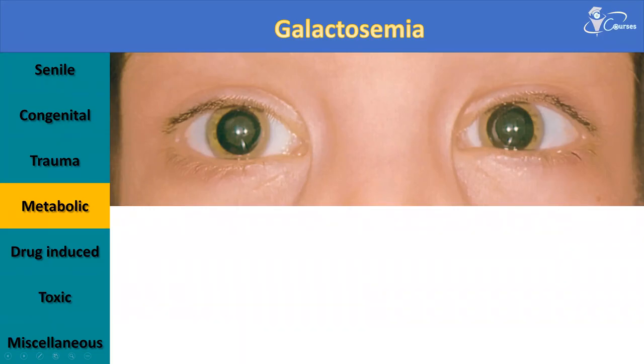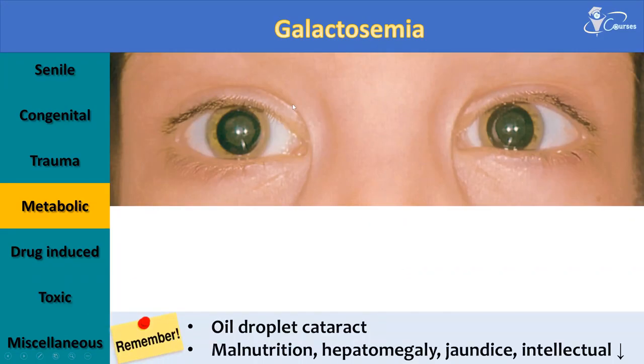Okay, so what will be the effect? Here is very important. It will cause a characteristic shape of cataract. It's called the oil droplet cataract. Oil droplet cataract is a cataract caused by galactosemia. Patients who have galactose deposition in different parts of the body will also suffer from malnutrition, hepatomegaly, jaundice, and intellectual disability.